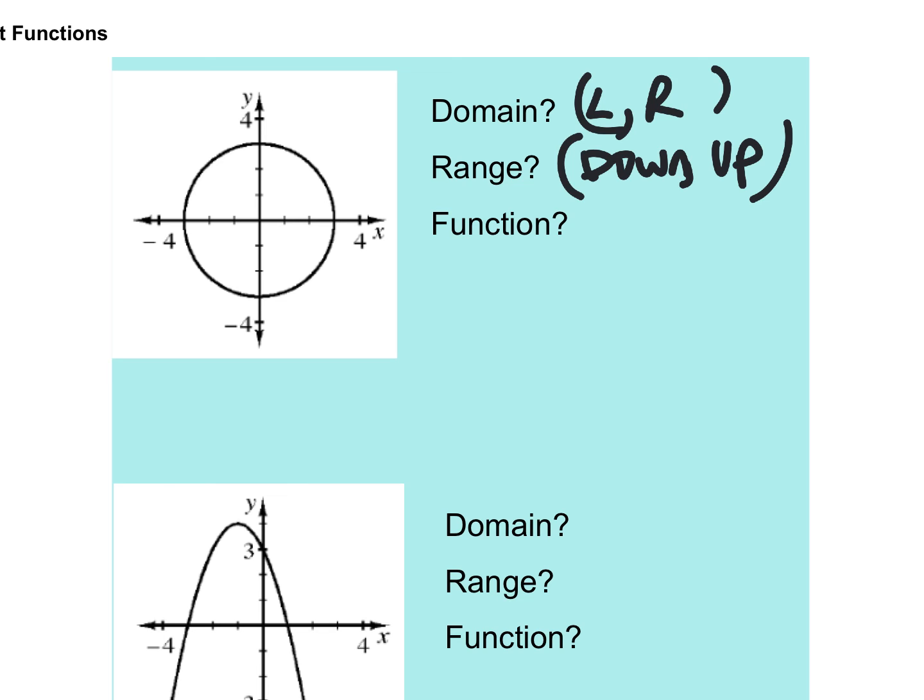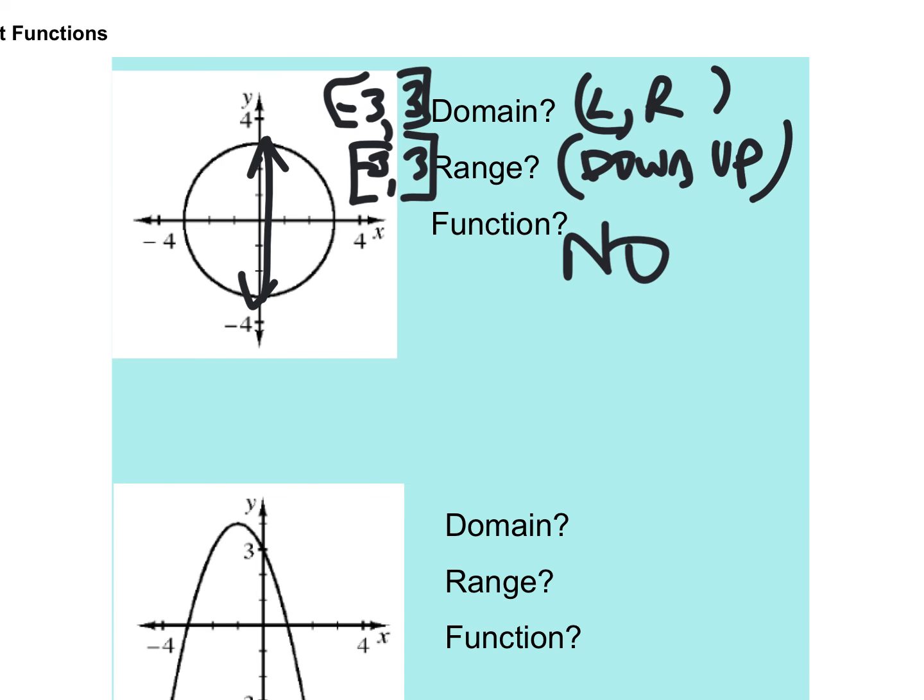Domain on this thing, I hope you said it was -3 to 3. And the range on this thing, -3 to 3 again, actually. It was this way. And I'm assuming this circle touches 3, so brackets. If the circle got really close to but didn't touch 3, then I could go with parentheses. And it's not a function because it doesn't pass a vertical line test.